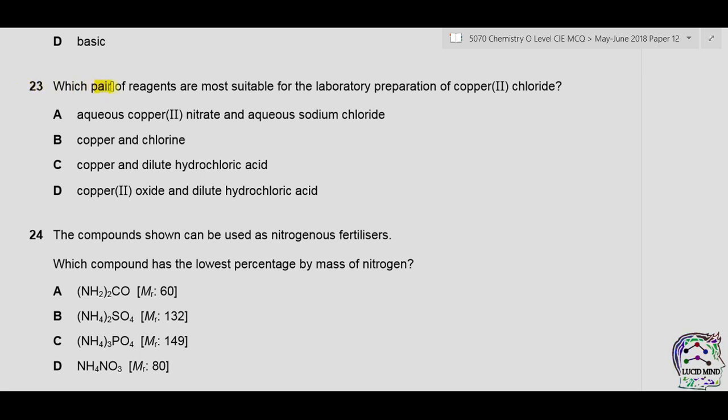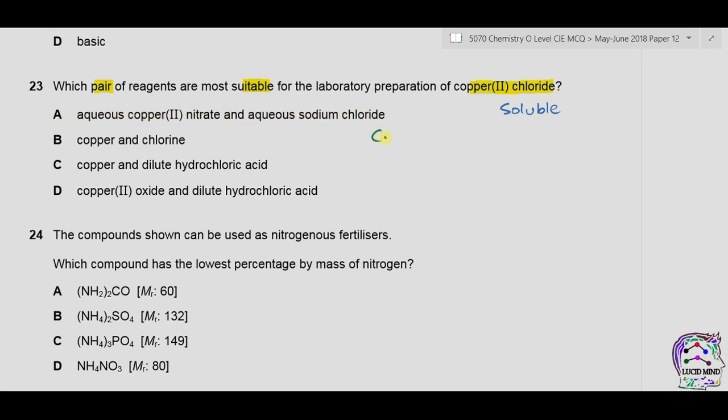Question 23. Which pair of reagents are most suitable for the laboratory preparation of copper 2 chloride? Now this copper 2 chloride salt is soluble in water. Part A, aqueous copper 2 nitrate and aqueous sodium chloride.